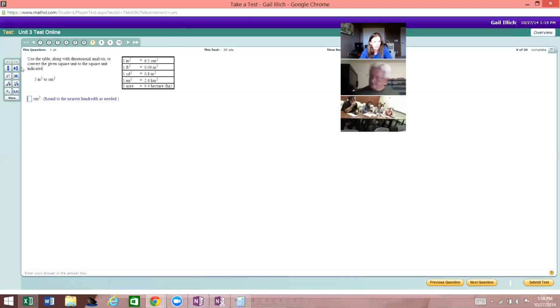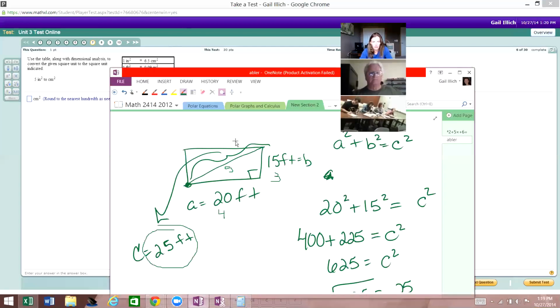Okay. Thank you. Use the table along with dimensional analysis to convert the given square unit to the square unit indicated. So we're at 5 inches squared, and we want to convert to centimeters squared. So we just look at our chart, and we say 1 inch squared is equal to 6.5 centimeters squared.